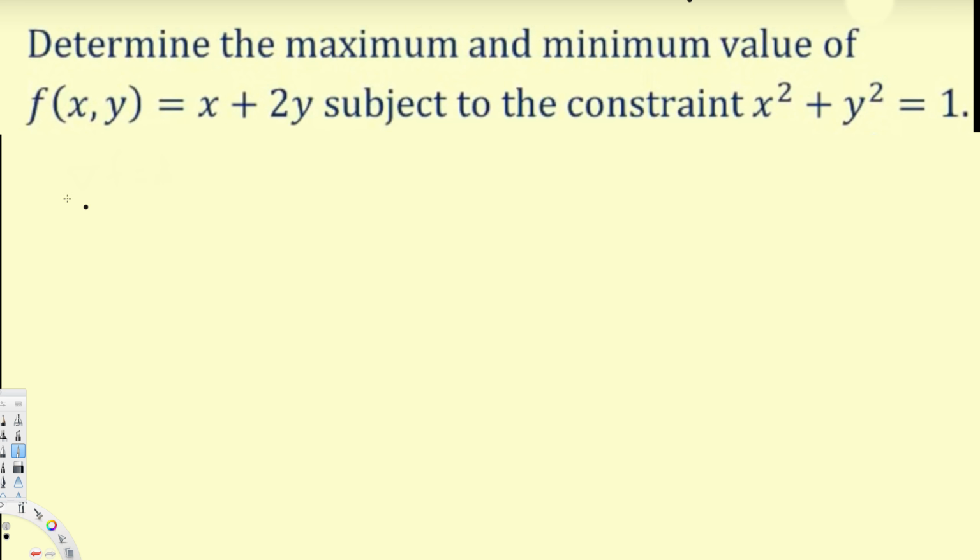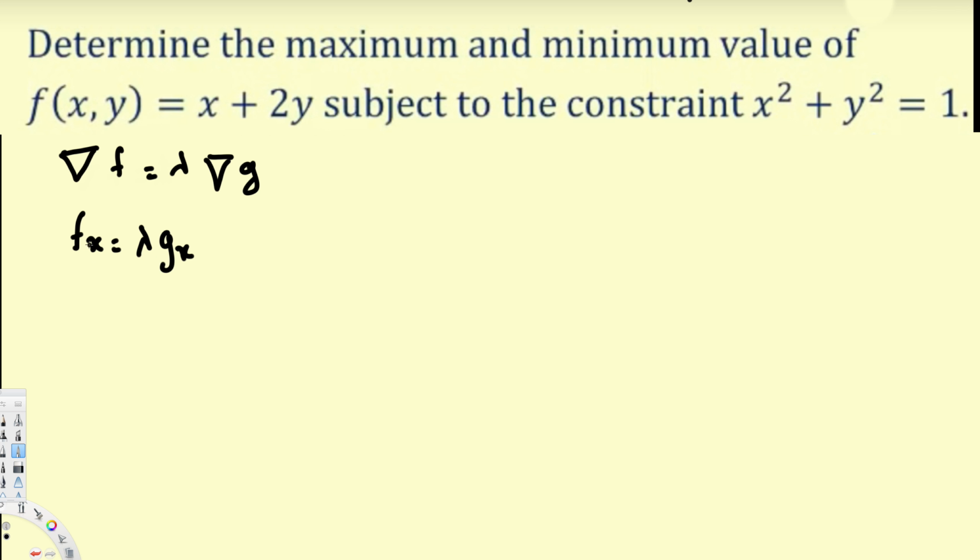To find those, we use this equation, that is gradient of f is equal to lambda times gradient of g. So basically we find the partial derivative of f with respect to x, and we equate that to the partial derivative of g with respect to x multiplied by lambda, and we do the same thing for y. So the equation is going to look like this: fx is equal to lambda times gx.